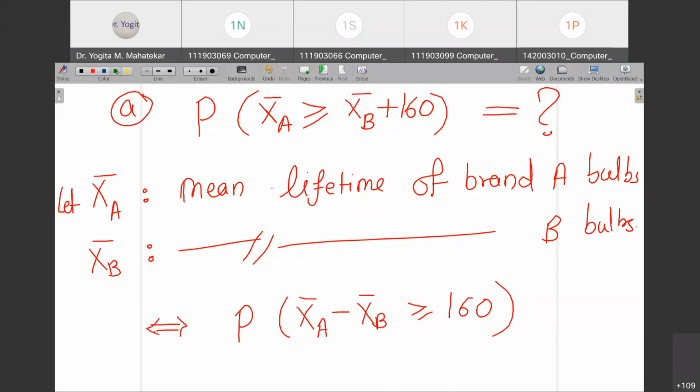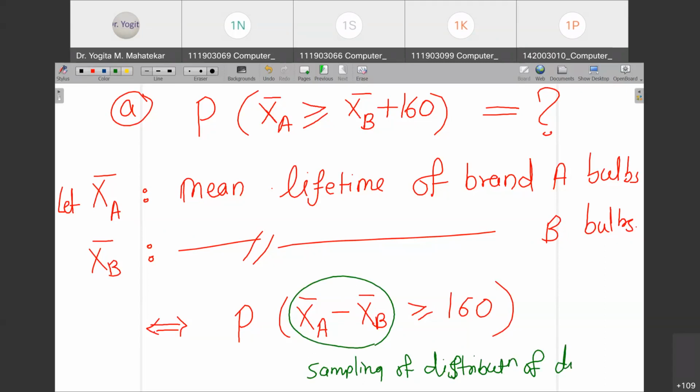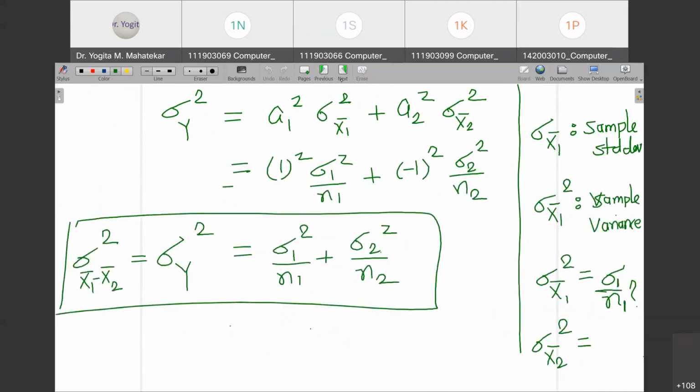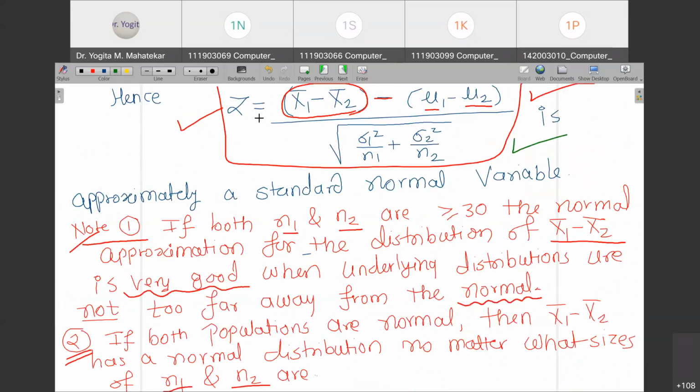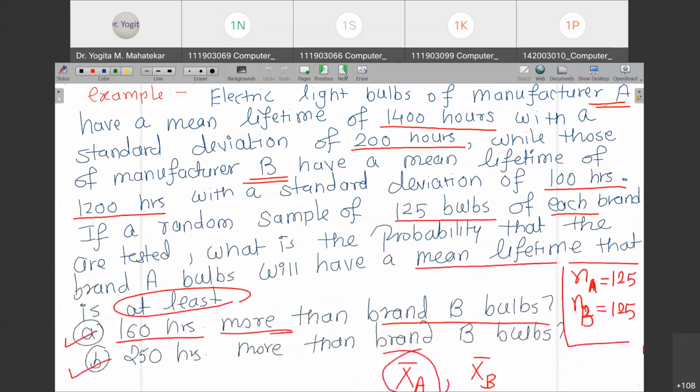Now you tell me what your random variable is looking like. What is the random variable whose value is greater or equal to 160? It is the difference between means, no? So it is a sampling distribution of difference of means. Right? Difference of mean lifetimes. So which theorem will you apply? I can normalize XA bar minus XB bar with the difference of means, divided by the square root of sigma 1 square by N1 plus sigma 2 square by N2. So how will you write Z? Tell me.